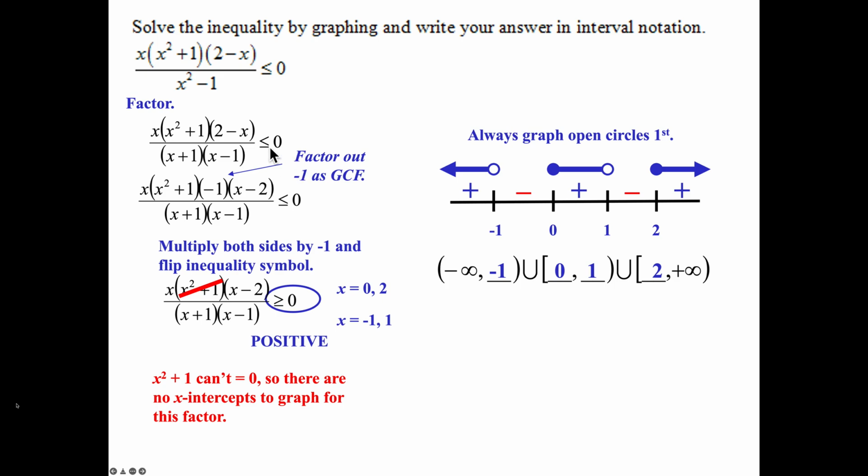With that thought, I very rarely worry about factoring out a -1. I just want to get to my setup of my number line, my circles, my regions shaded, and write my answer. Okay, and that's the last of 5.6.